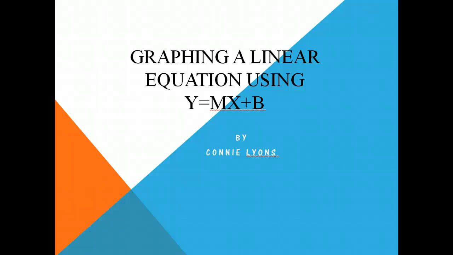Hello, my name is Connie Lyons, and today we'll be graphing a linear equation using the y equals mx plus b form, linear being a line.